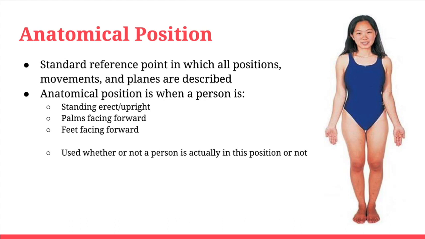So all of our references when we're talking about directions or planes or just locations of different things, unless it's stated otherwise, you need to just assume that the person would be in anatomical position. Whether they're actually in anatomical position or not, that's how we're going to refer to different structures. When you are looking at someone else, you're referring to all of these structures on the patient or on the person, not your own reference points.